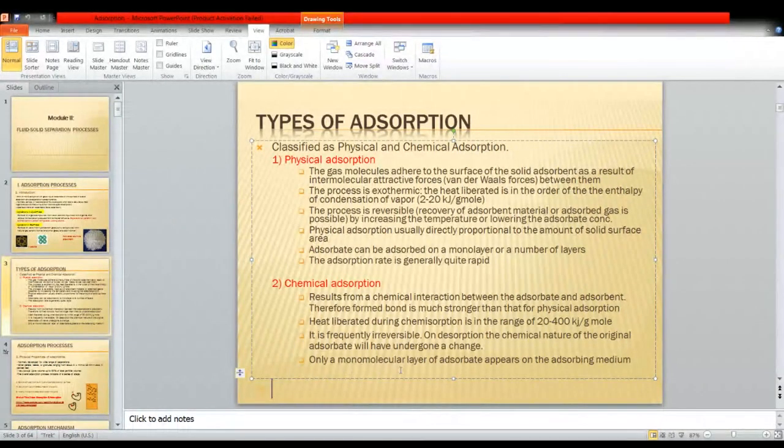Only a monolayer of adsorbate appears on the adsorbing media. It means only a monolayer is formed. Here you cannot adsorb multi-layer, like I explained to you. So once one side is occupied, the other cannot be; just one layer will be formed on the surface of one particle.